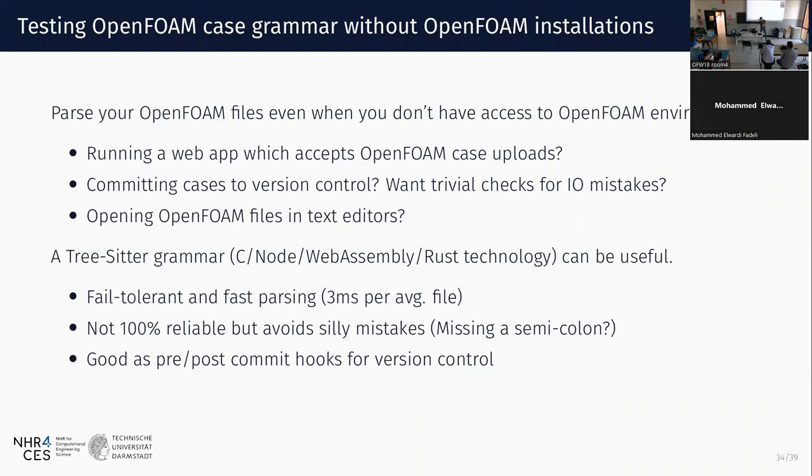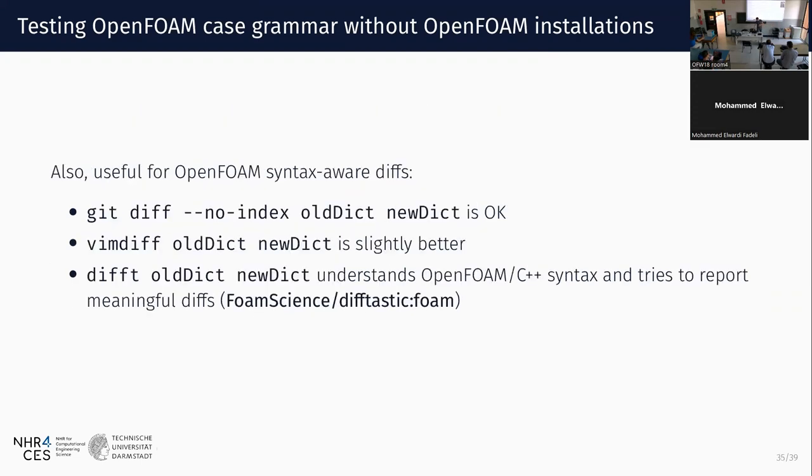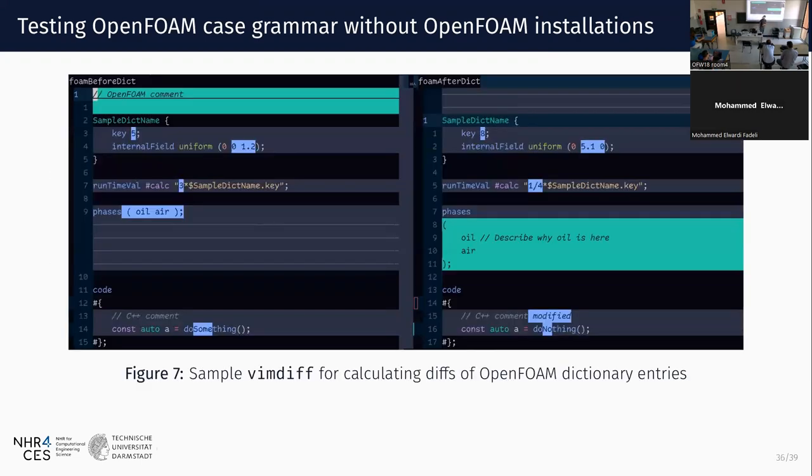So what I'm using it for is my editor, just to get nice highlighting instead of using C++ highlighting. The second thing is the difference between your cases. If you want to know what has changed between this moment and that, well, there are regular tools, like diff or git diff or something like that. But they don't really understand the grammar of OpenFOAM, right? So take this phases keyword here, for example.